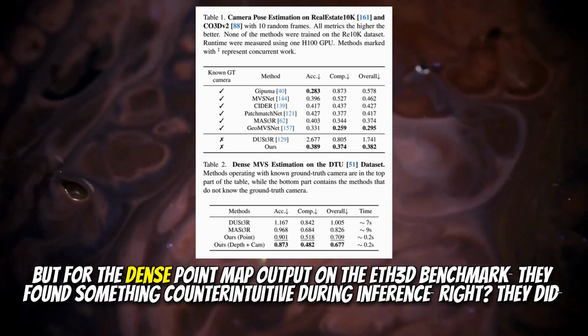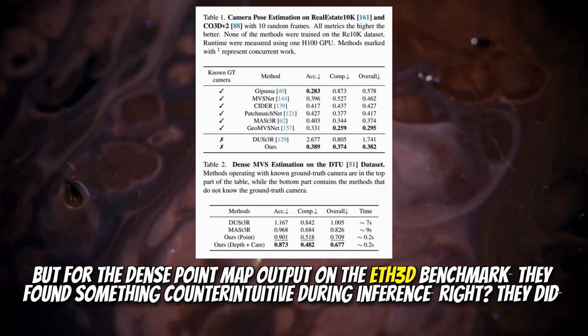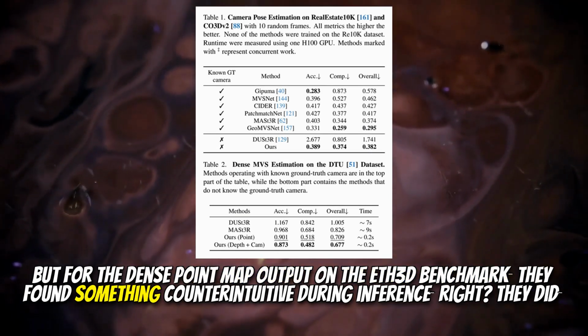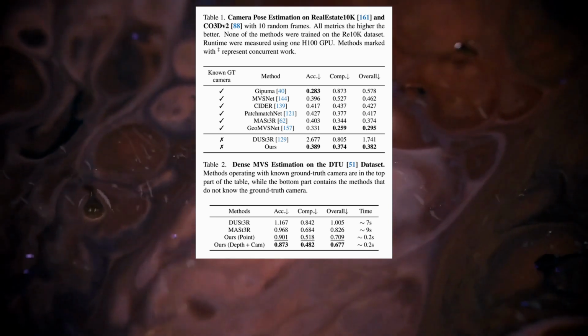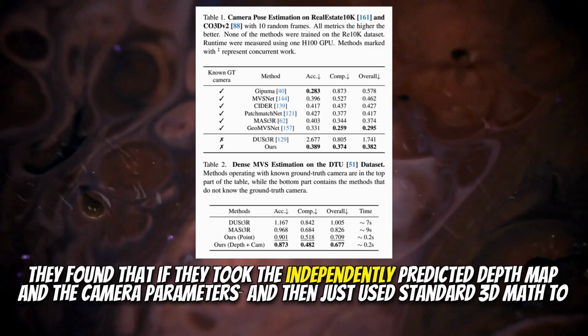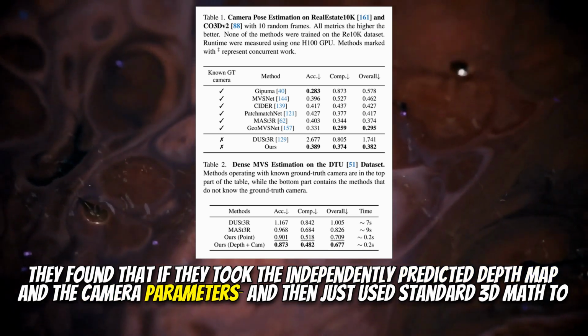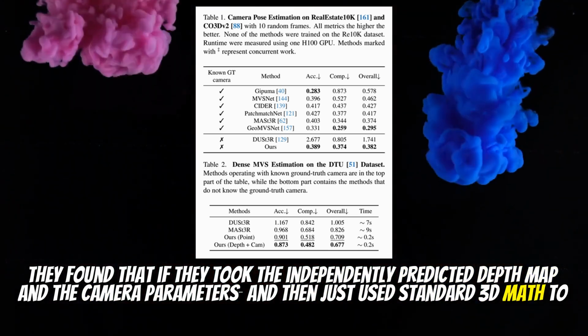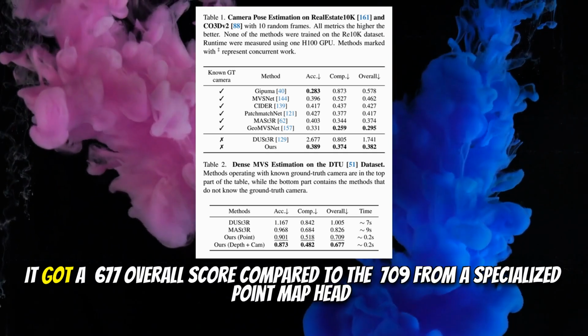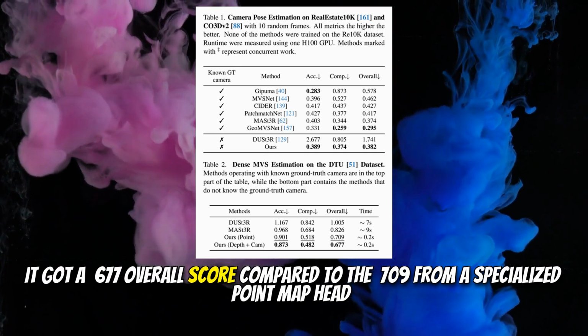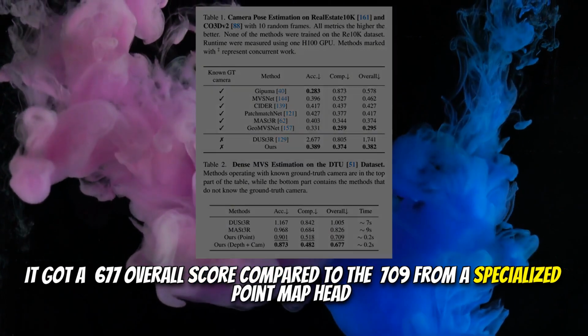But for the dense point map output on the E3D benchmark, they found something counterintuitive during inference, right? They did, and this is a great little insight. They found that if they took the independently predicted depth map and the camera parameters and then just used standard 3D math to create the final point cloud, it was better. It was more accurate. It got a 0.677 overall score compared to the 0.709 from a specialized point map head.